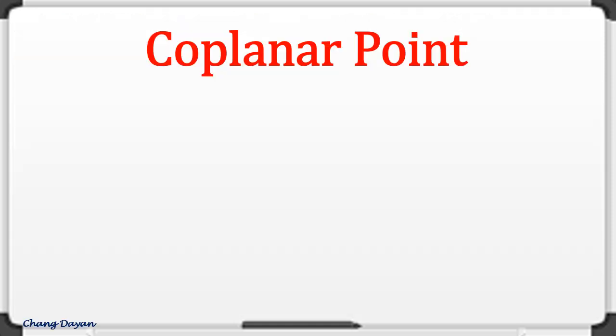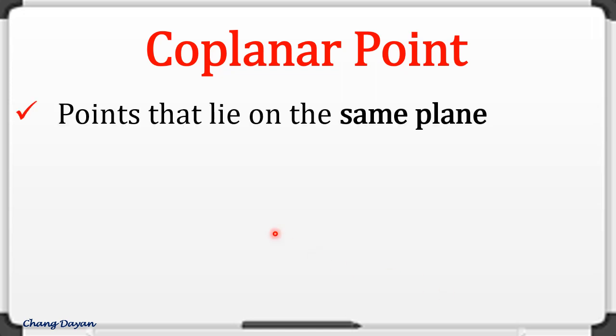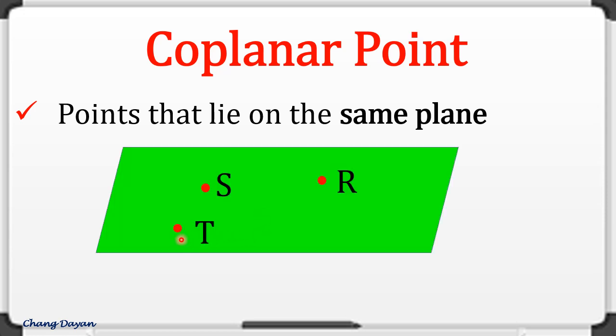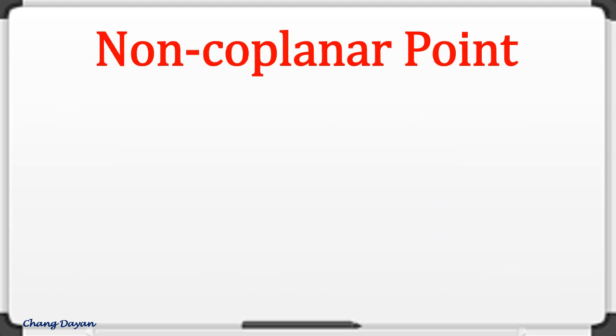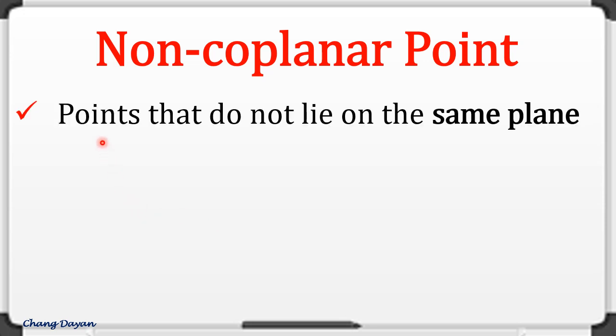Now let us have coplanar points. We can say that points are coplanar if they lie on the same plane. Example, we have here the points S, T, and R. As you see, they are lying on the same plane, meaning they are coplanar points. Next are non-coplanar points. We can say that they are non-coplanar points if they do not lie on the same plane.